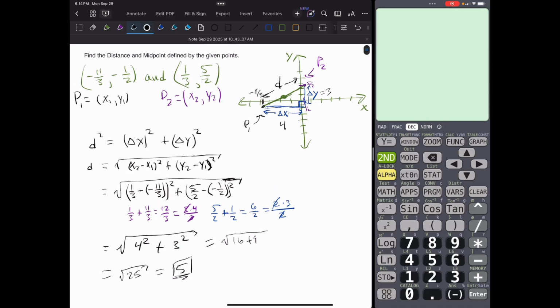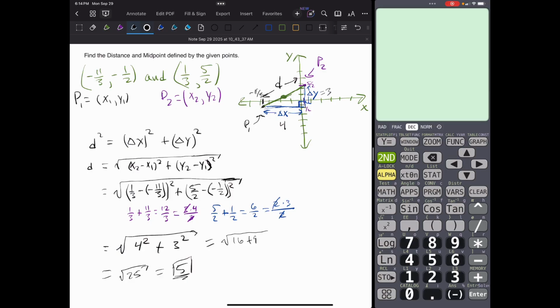Okay, so we've got the distance. Now we want to find the midpoint. What I always say for midpoint, as far as remembering the formula, is think average, because the midpoint is the center of the line segment. And rather than thinking about memorizing something new, I want to think an average. It's a measure of central tendency.